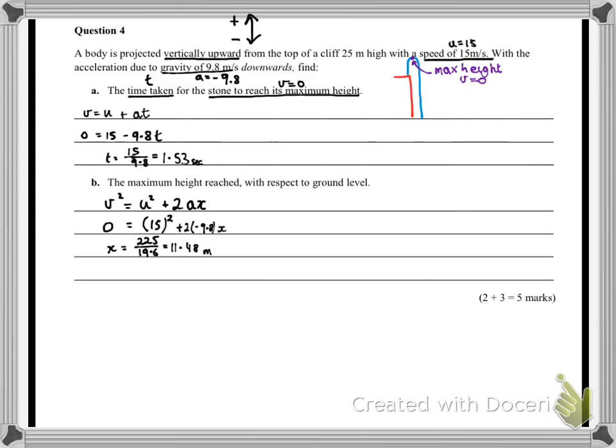Now that's 11.48 meters from the top of the cliff, but the cliff is 25 meters high. So altogether, from the ground, our height is going to be the addition, so it's 36.48 meters from the ground. Okay.